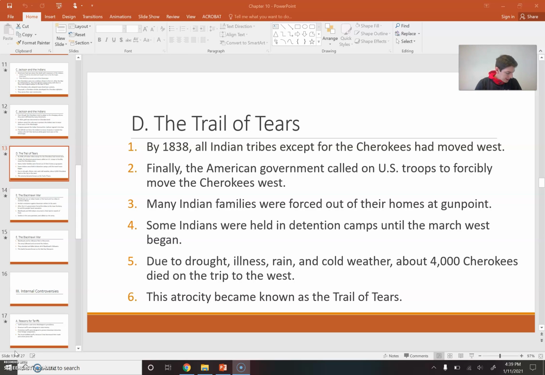It says on page 194, these forced marches west began in the summer, and sickness and drought killed many of the travelers. Several groups waited until fall, but heavy rains became a problem. Travel was difficult and food was scarce, and as winter set in, frigid weather and bad water caused more disease. And so because of all these things, about 4,000 Cherokee Indians died after being forced to march to Oklahoma.